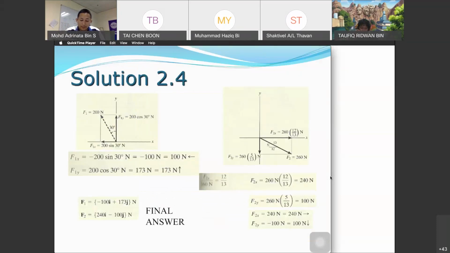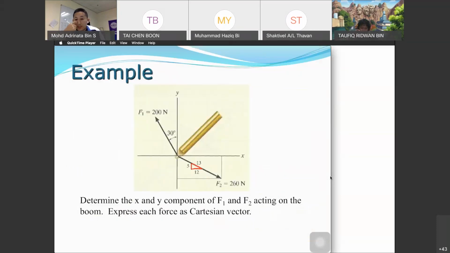Before that, just to show it here. For F1, we can break it into X and Y. So F1X is equal to 200 times sine 30. And F1Y is equal to 200 cosine 30.